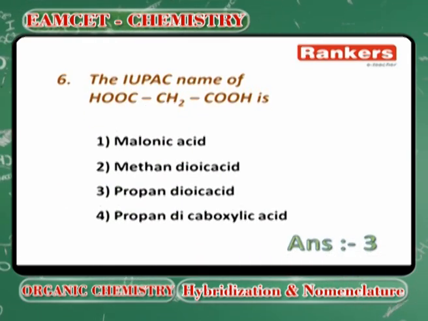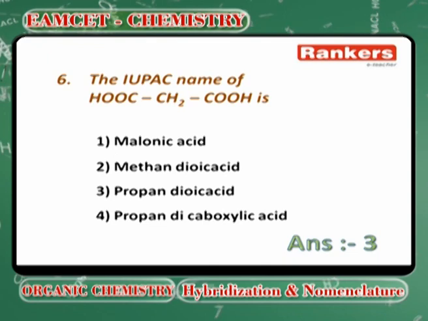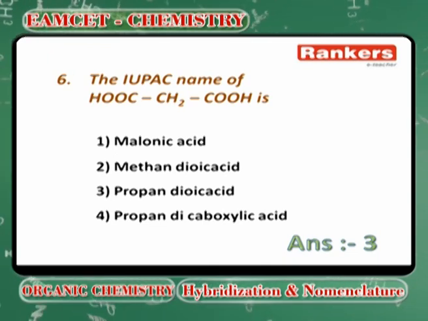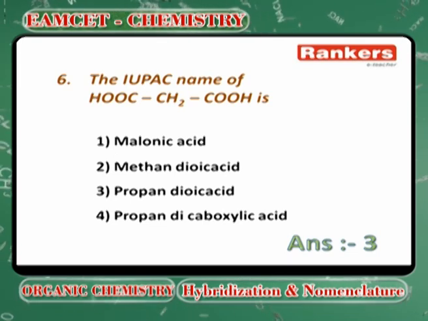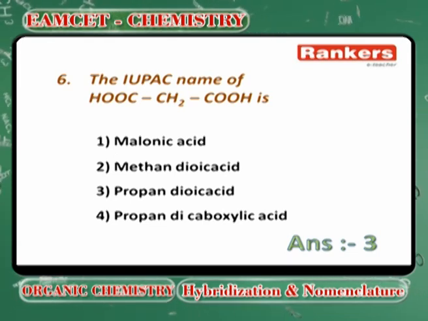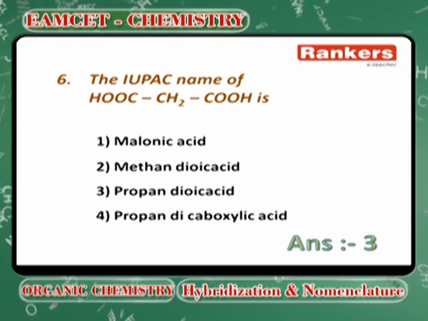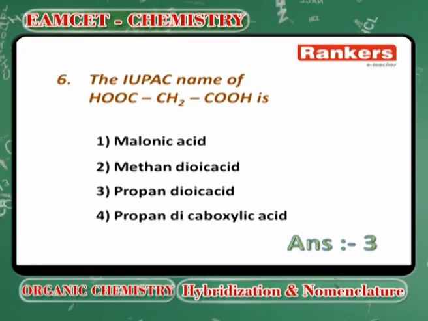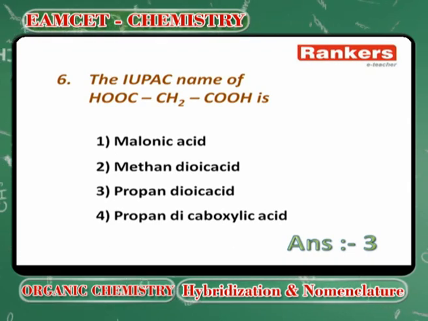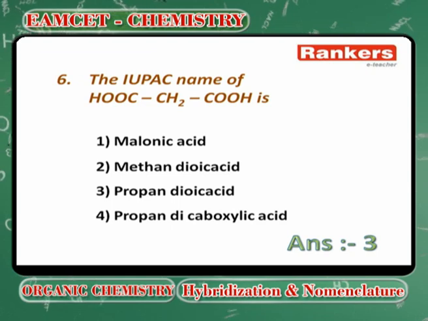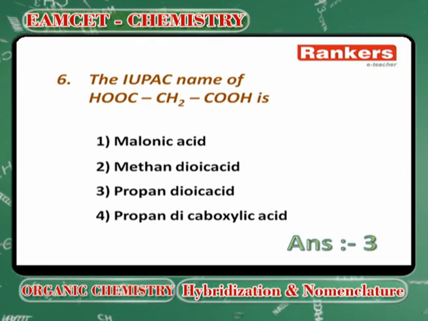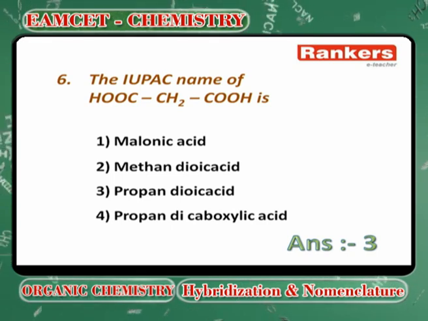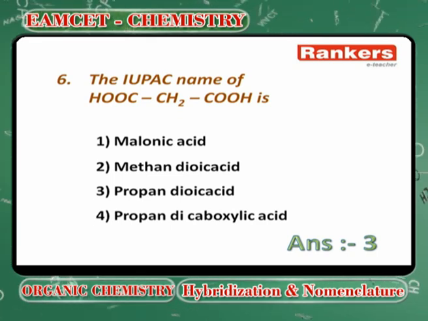the IUPAC name of this: there are 2 carboxylic acids attached to a methyl group. We can go for different nomenclature. Malonic acid is the right name, but not according to the IUPAC, it is the common nomenclature. Methane dioic acid, methane taken as the middle carbon, 2 oic acids are there, that is also a common method. Propane dioic acid, that is the right answer. Root word prop is taken, ane fixed as single bonds. Then dioic acid, no need to mention 1,3 because the oic acids will be on the terminal carbons. So, the right answer is 3.